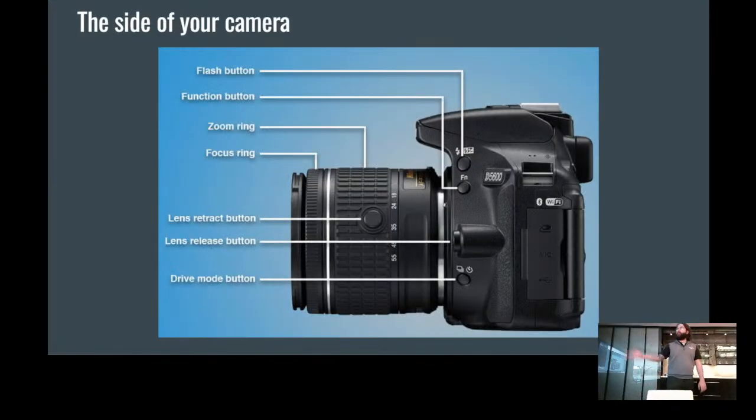Getting back into it, the flash button should be on the side of your camera. Some cameras don't have a flash button. Instead, what it'll have is a little area where you can flick the flash up and then start using it right away. It just depends on the year of your camera.